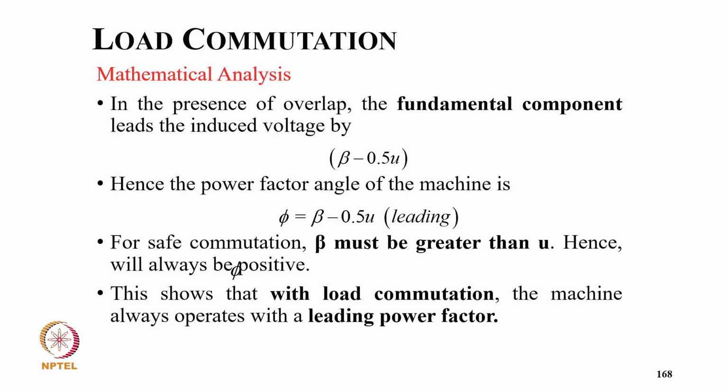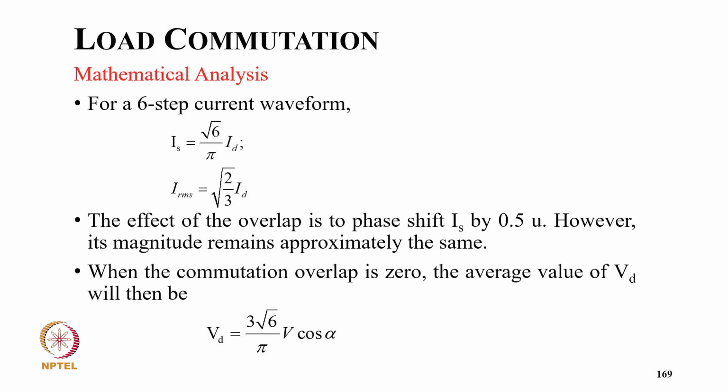This shows that with the load computation, the machine always operates with the leading power factor. And for 6-step current waveform, IS equal to root 6 upon pi ID, and IRMS equal to root 2 upon root 3 ID. The effect of overlap is to phase shift IS by 0.5 mu. However, its magnitude remains approximately the same.